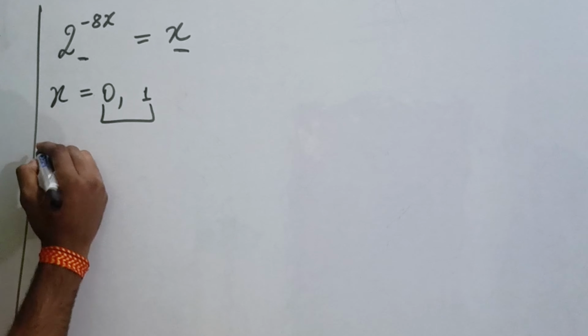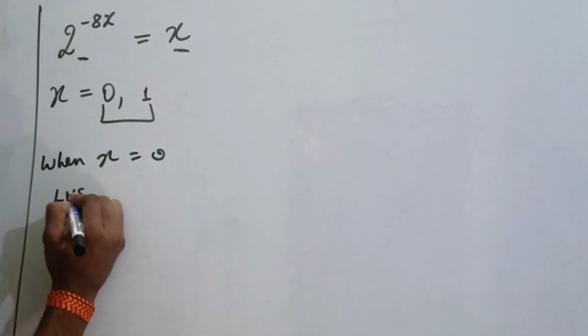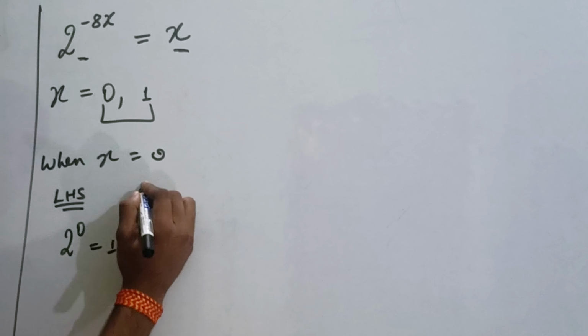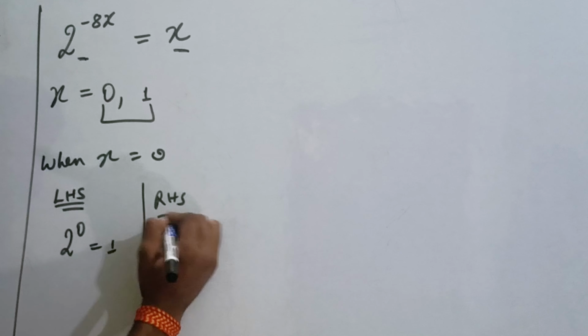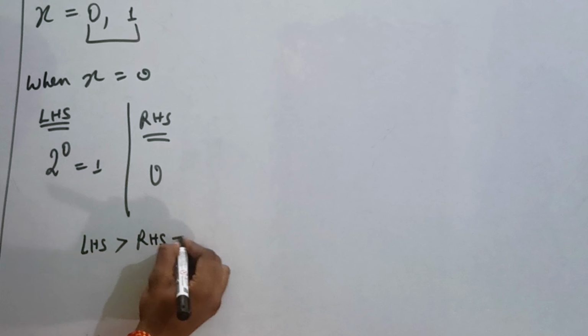So when x is equal to 0, on the LHS we get 2 raised to the power 0, which is 1, and on the RHS we get 0. So here our LHS is greater than RHS. This is our first deduction.